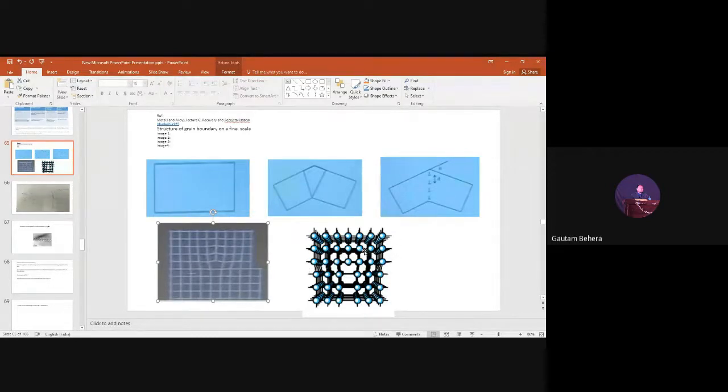Similarly, same thing I have shown here. What is the difference between this portion and these portions? This is again an extra half plane of atoms, a dislocation, right? So what are you getting here? Gap is more. Very good.